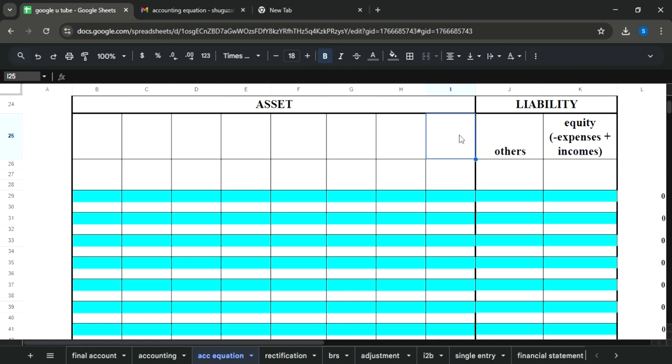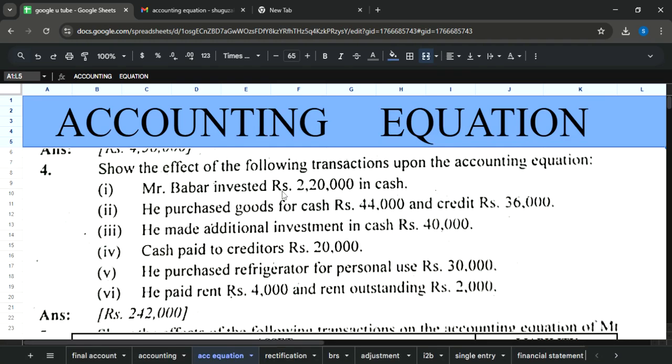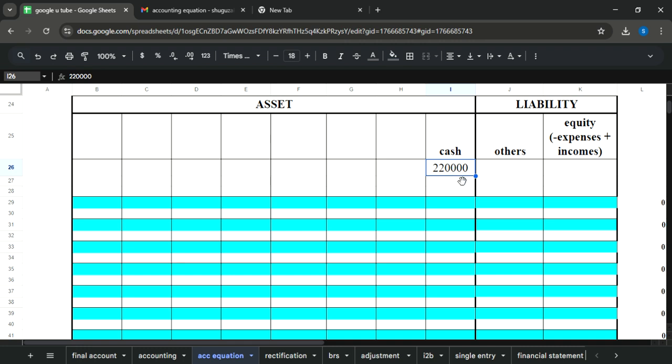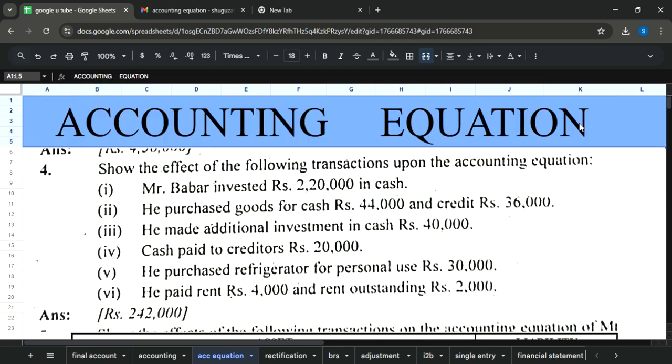In the first column, the cash column, 2,20,000 of cash is coming in, plus sign. Once again, I am letting you know: invested 220,000 in cash. Cash was coming in, so you have increased your cash by 220,000. The amount provided by the proprietor is called capital or equity, so 2,20,000 would be on the equity side. This is your first entry completed.